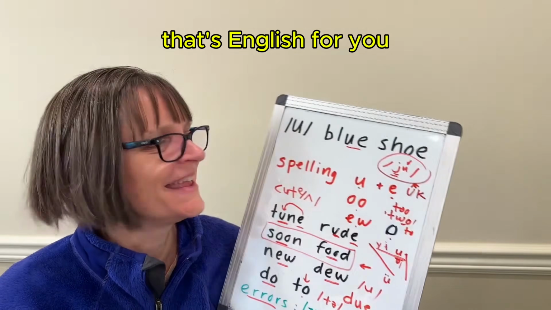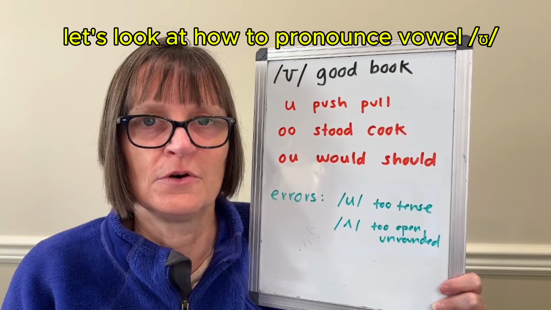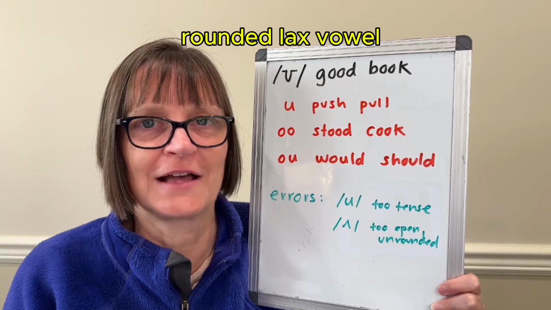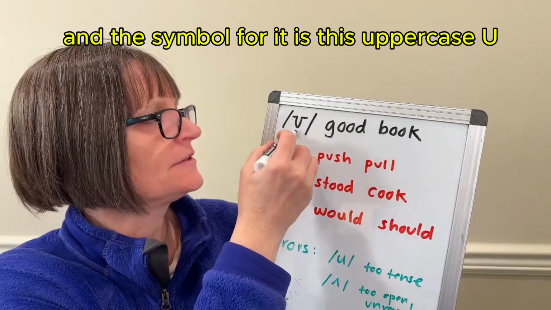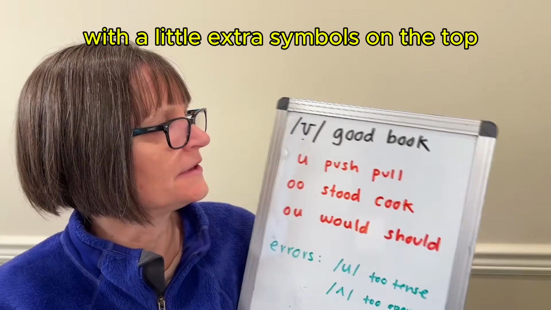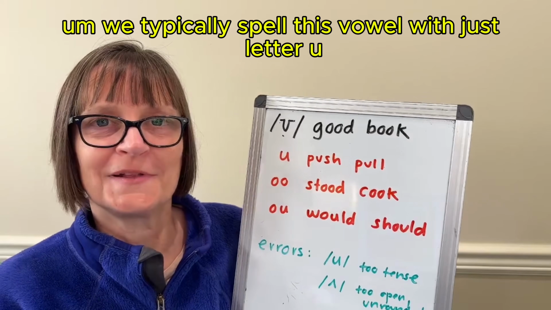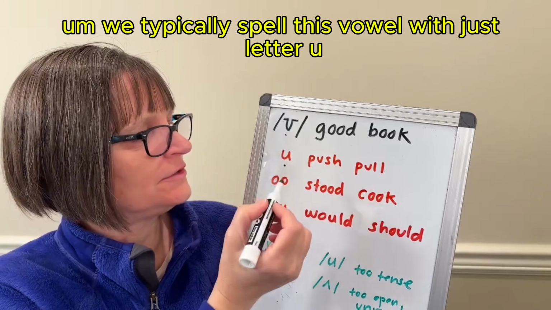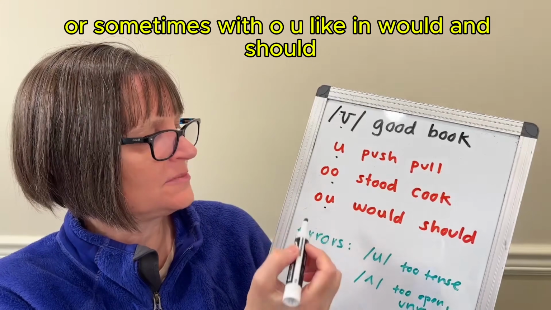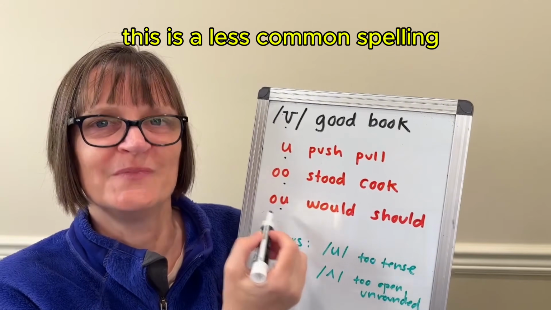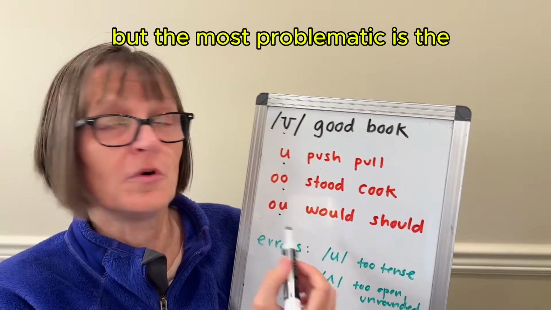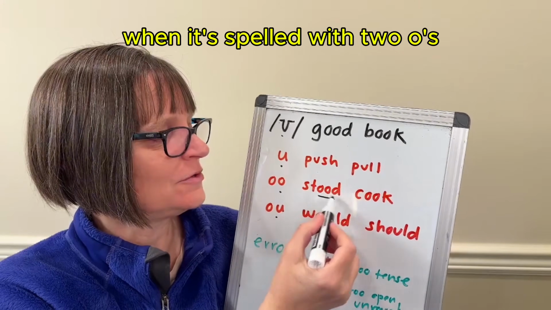Let's look at how to pronounce the vowel as in "good book". It's a high back rounded lax vowel, and the symbol for it is this uppercase U with the little extra symbols on the top. We typically spell this vowel with just the letter U, with two O's like in "stood" or "cook", or sometimes with OU like in "would" and "should". This is a less common spelling.